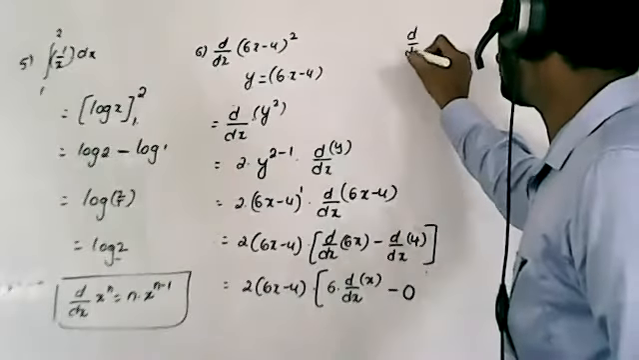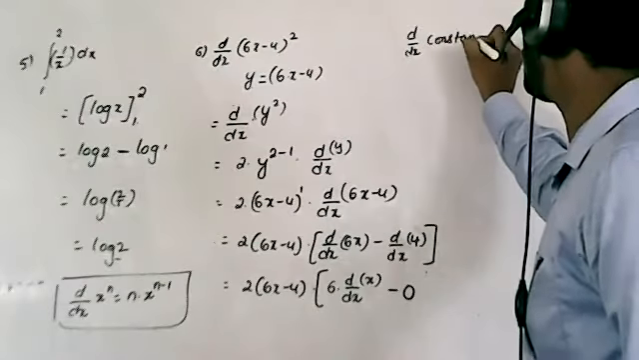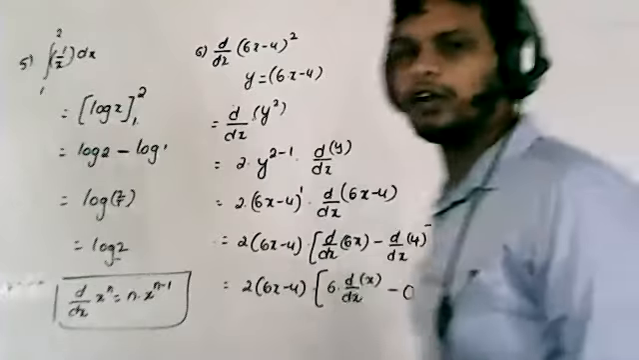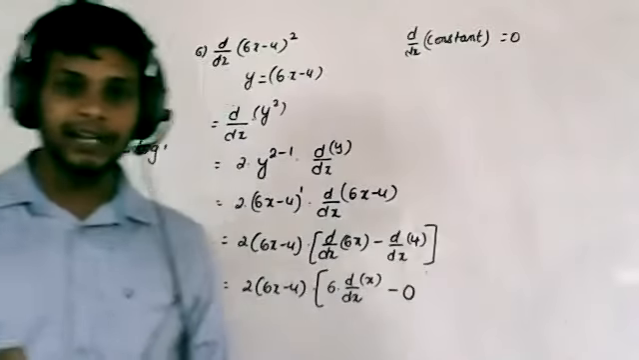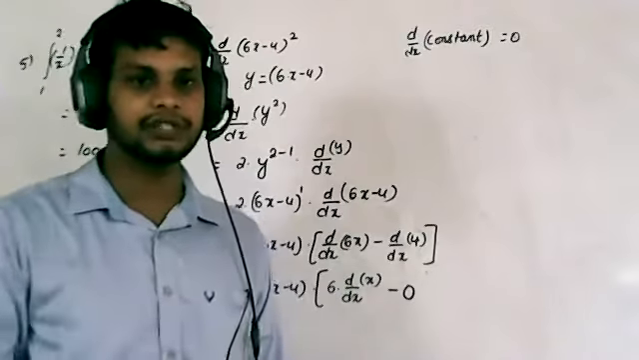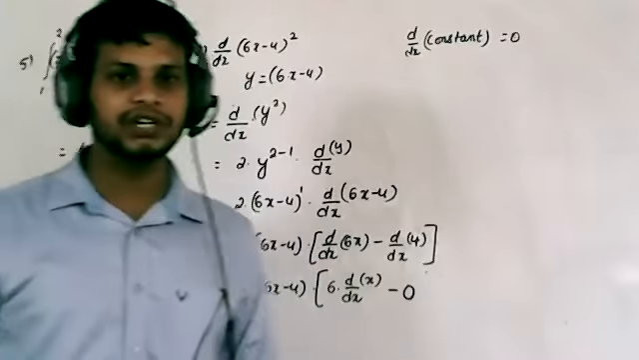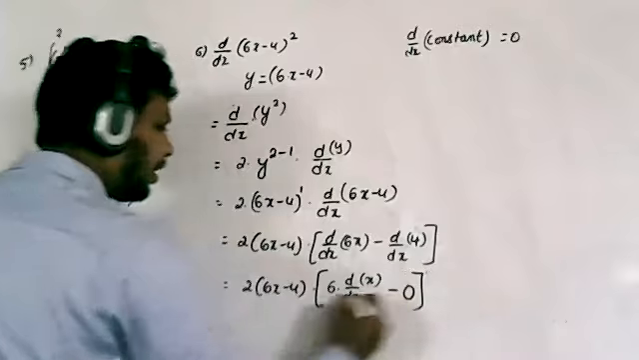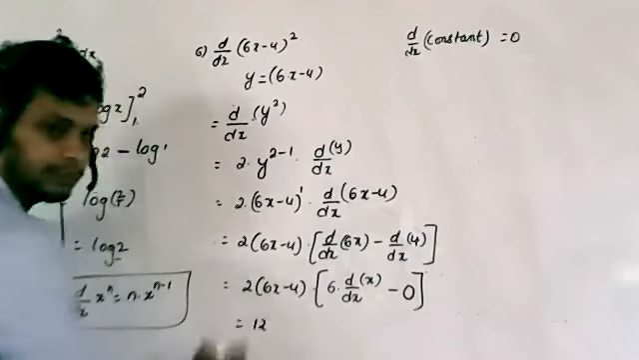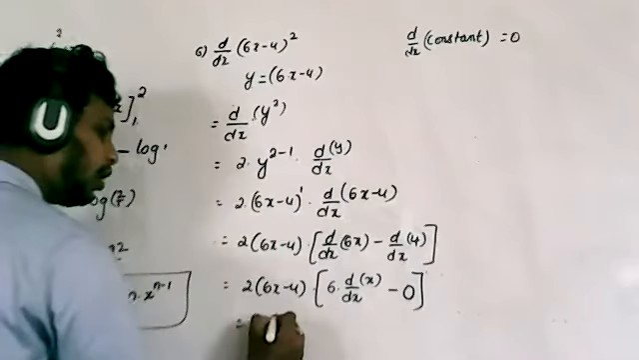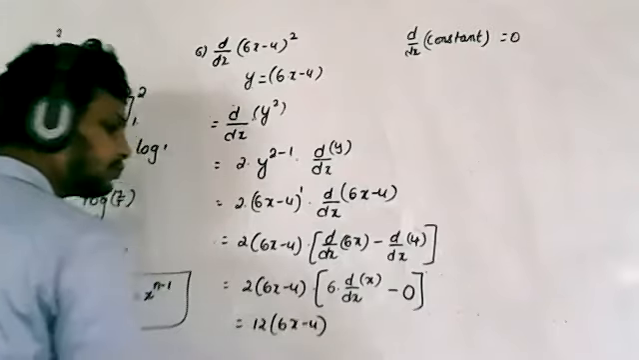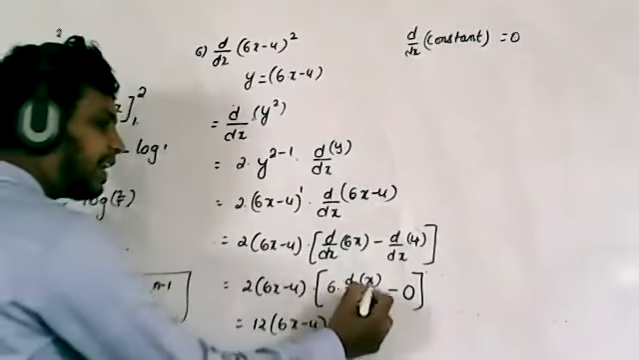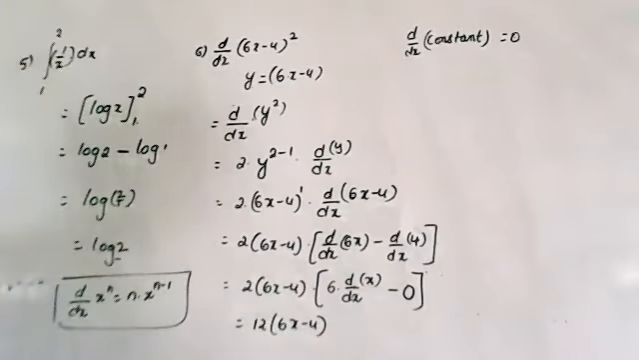So what is the formula for a constant? d by dx of a constant is equal to how much? 0. Constant means numbers are all constants. We already discussed this in dimensionless variables and dimensionless constants. So all the numbers are constants. Therefore, d by dx of 4 is equal to 0. Now I will write 6 into 2, that is 12 into 6x minus 4. Now d by dx of x is 1. So this is the final answer.